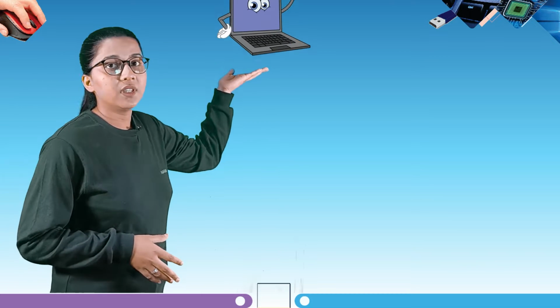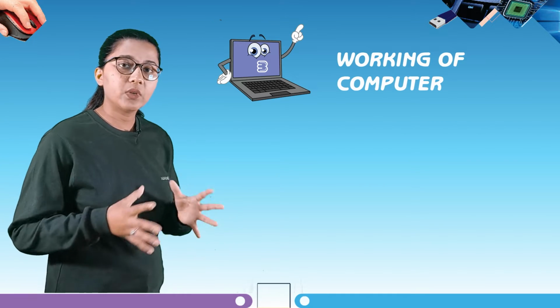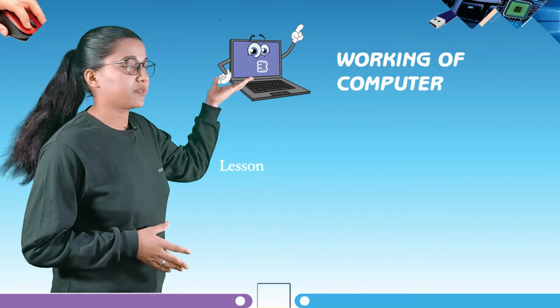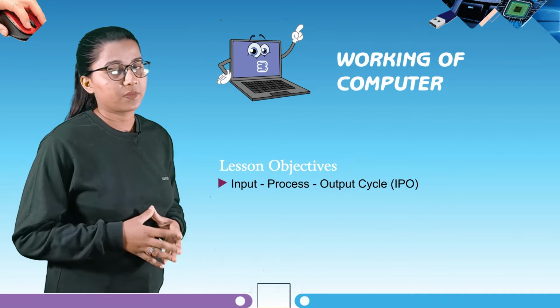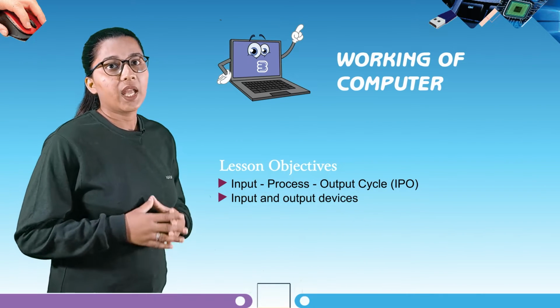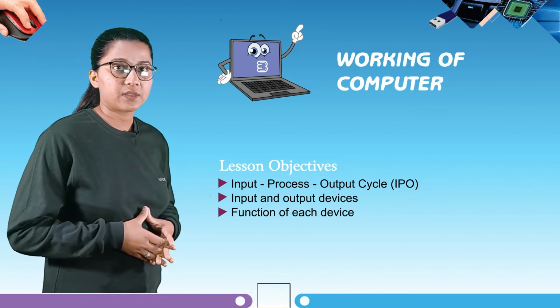Today we are going to learn about some very interesting chapter of a computer. So let's start with our third chapter, working of a computer. So students, before we start our chapter, let's have a quick look on some lesson objectives. Input, process, output cycle is IPO. Input and output devices, function of each devices.